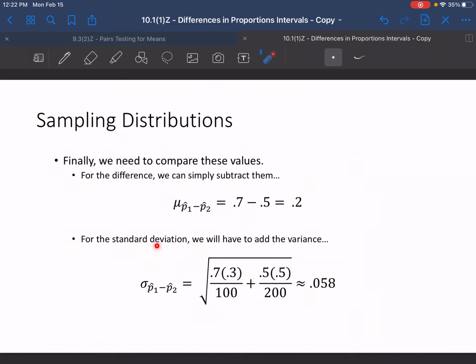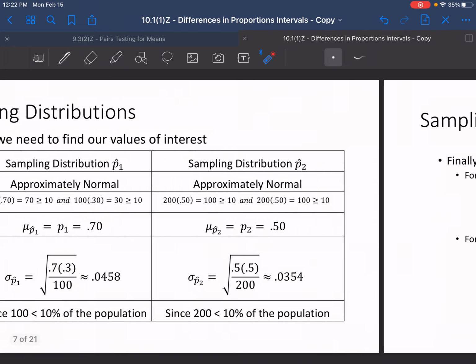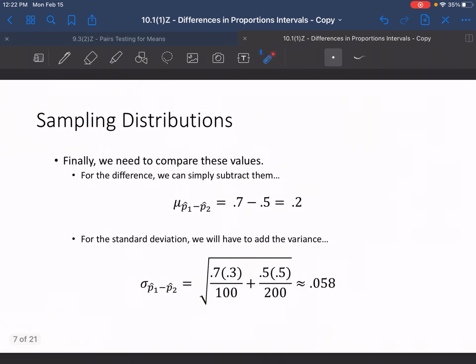For the standard deviation, however, it's going to be a little different. We are going to have to add what is under the radical, or the variance, in each one of these. So we would take this variance, add it to this variance, and then take the square root of all of that, and that's how we would find the standard deviation of the difference in sample proportions in this case.